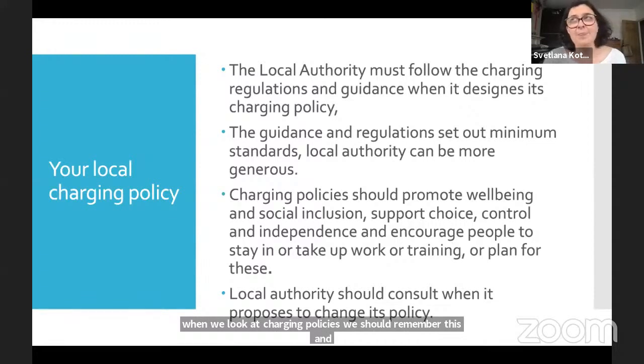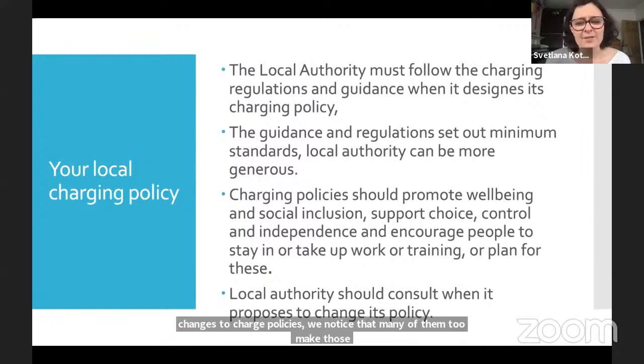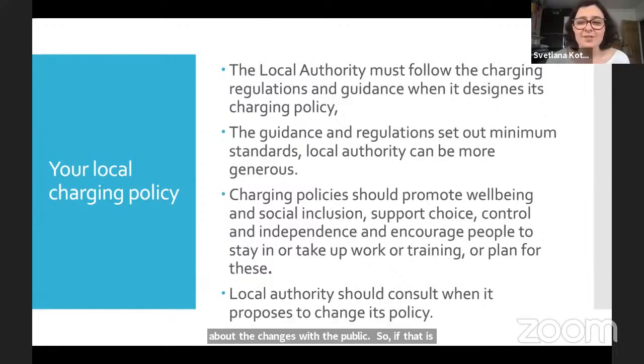And when local authorities make changes to their charging policies, and we notice that many of them do make those changes to effectively charge people more, they have to consult the public about the changes. So if that is not happening, it's something that, again, we suggest local groups of people or campaigners take legal advice about.